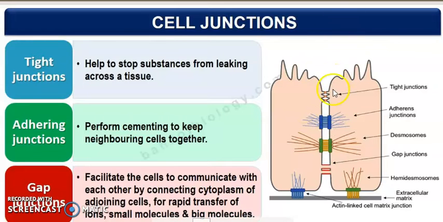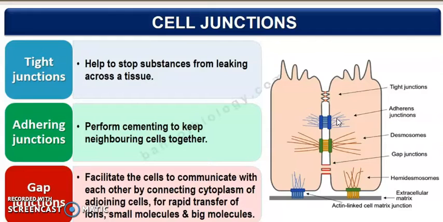So you can see the tight junctions here in the uppermost portion of the cell, and here we are able to find the adhering junction, right? So it is seen in different places of the epidermal tissue, children. Everything is not placed in this order. They are placed in different orders in the epithelial tissue, right? Now coming to gap junction, it facilitates the cells to communicate with each other by connecting the cytoplasm of adjoining cells for rapid transfer of ions, small molecules and big molecules.